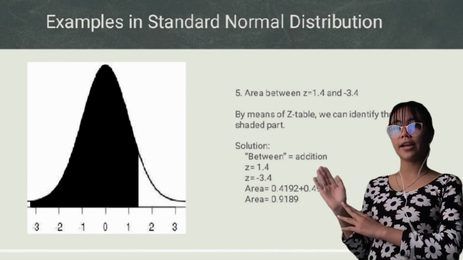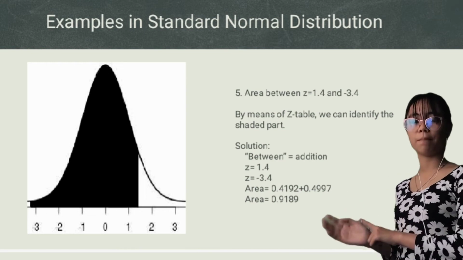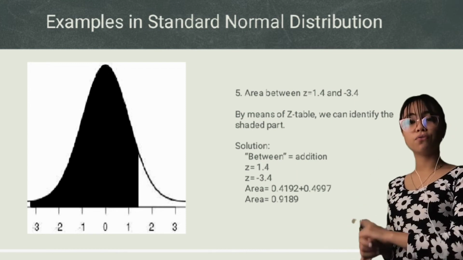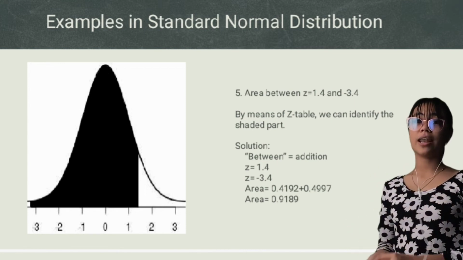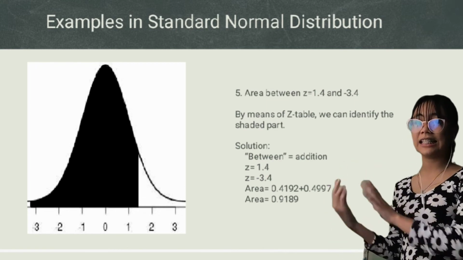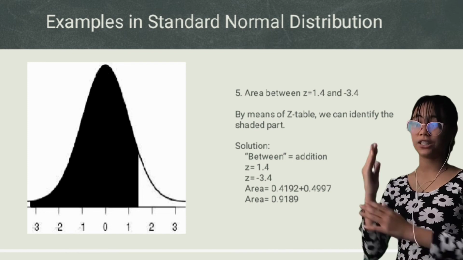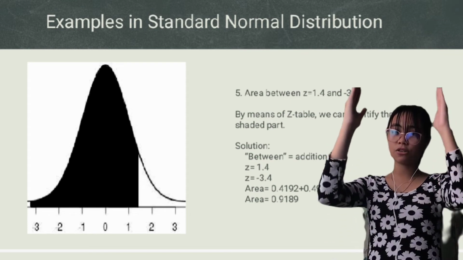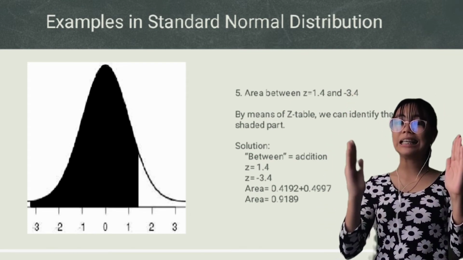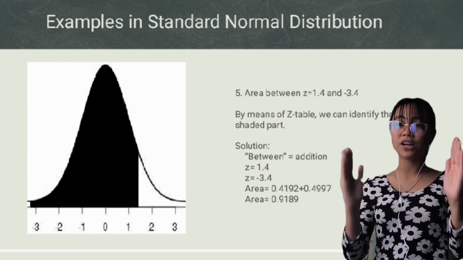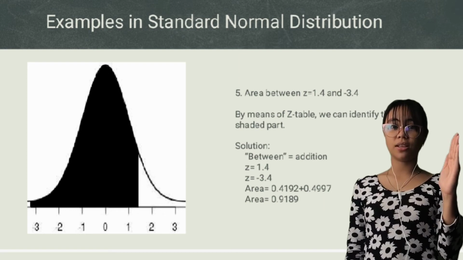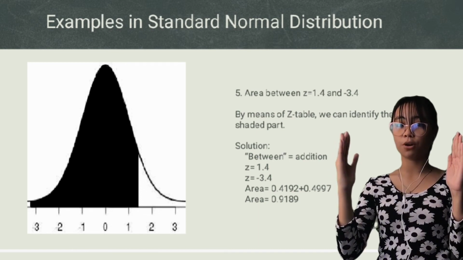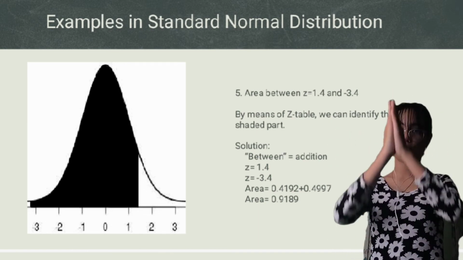The last example here is completely different from numbers 1 to 4 examples. The area between z is equals to 1.4 and negative 3.4. By the means of z table, again, we can identify the shaded part. Since it says between, so you are going to the edge of the negative 3.4 from the left and the positive 1.4 from the right, and this is your shaded area. You can easily identify by simply knowing where the certain integer is placed. Left for the negative integer, which is negative 3.4, and the positive integer is located on the right of the bell-shaped curve, which is 1.4. So you have your shaded part.